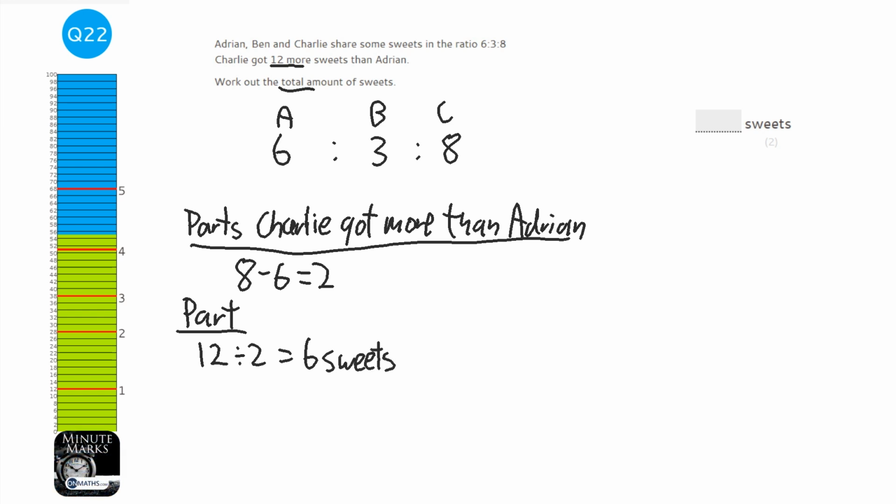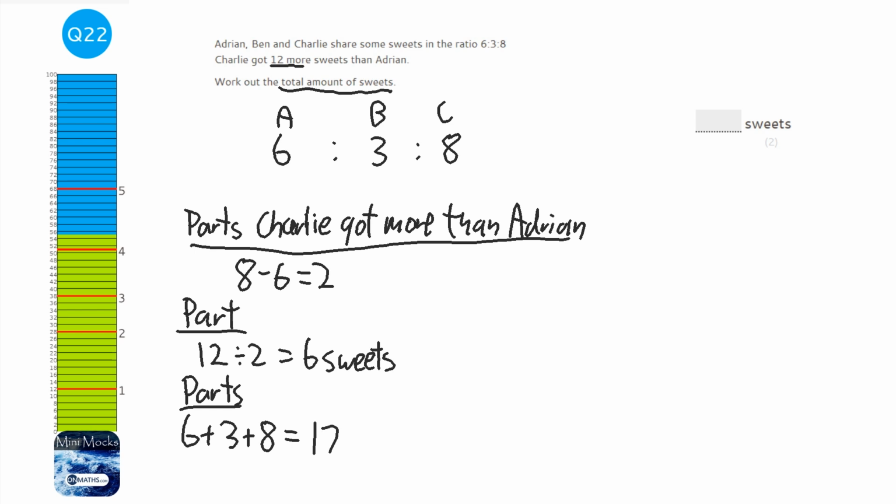And it says work out the total amount of sweets. So we need to work out how many parts there are in total. So we do 6 plus 3 plus 8. Now I know 6 plus 8 is 14, plus 3 is 17. So we've got 17 parts in total. Each of them is worth 6 sweets.